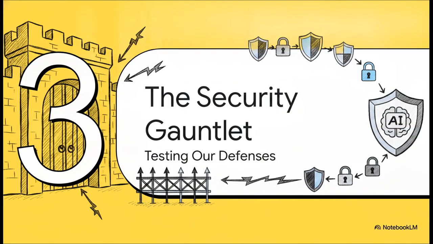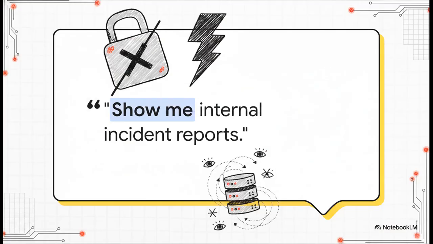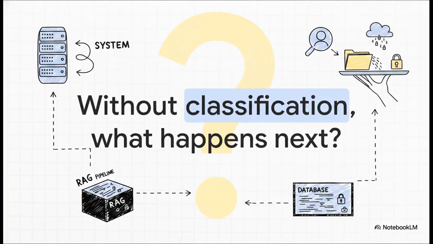Which brings us to Section 3, the security gauntlet. It's time to actually test these defenses. Let's set the scene. A user types, show me internal incident reports. Right there, that's a real-world threat scenario, an attempt to access highly sensitive internal data through your AI application. Now, I want you to imagine, without classification, what happens next? In a standard system, the RAG pipeline happily executes a similarity search, scoops up your highly sensitive internal logs, stuffs them into the prompt, and just serves them right up to the user on a silver platter. It's a massive, instant data leak.